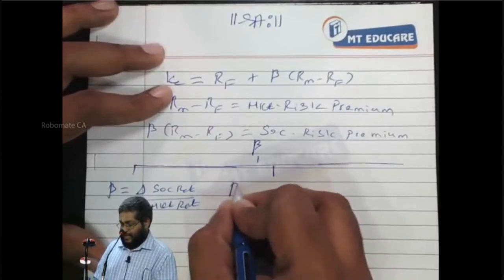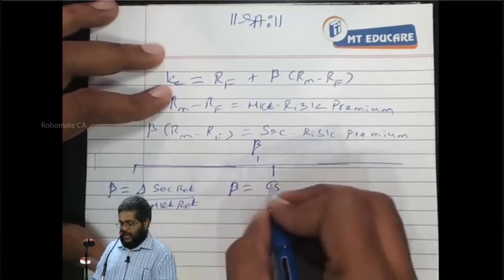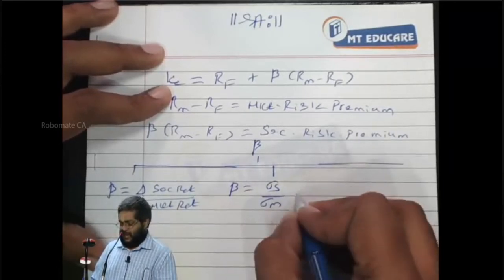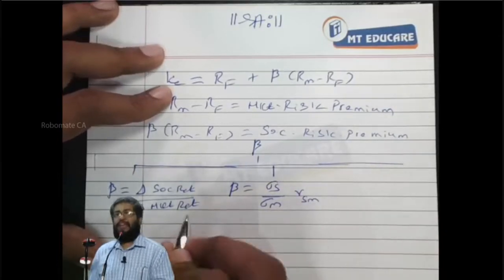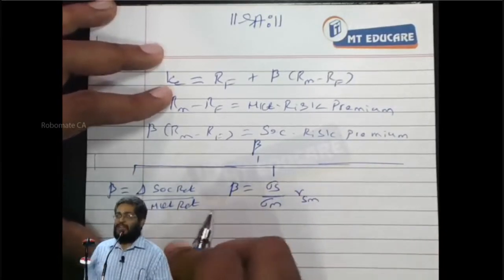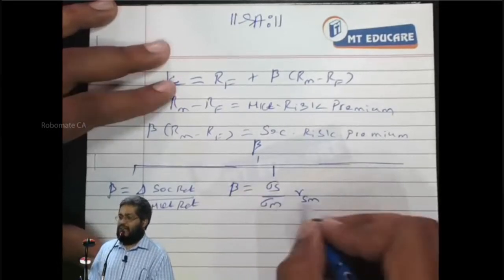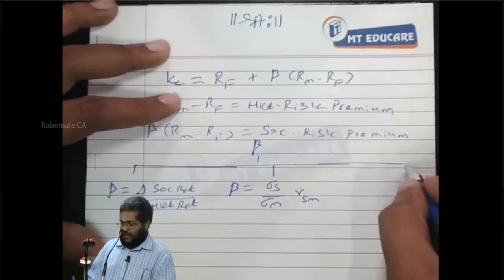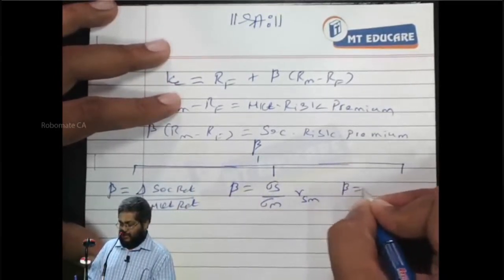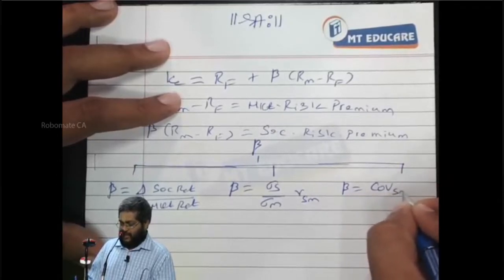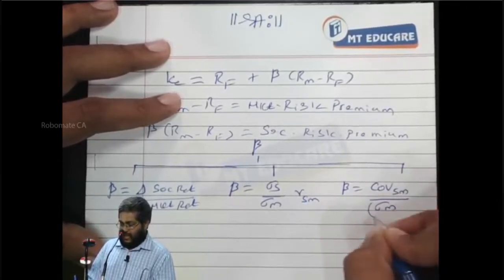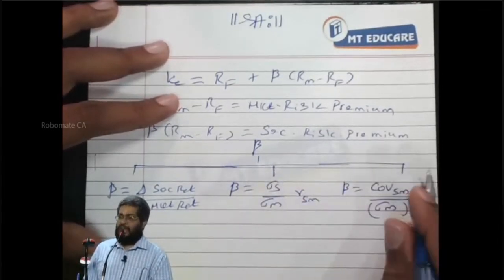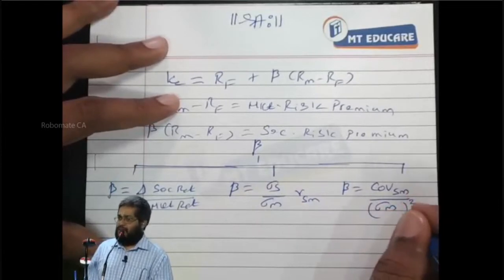Second branch, beta is equal to standard deviation of security divided by standard deviation of market into correlation of security and market. Can I proceed? Now, third, beta is equal to covariance of security and market divided by standard deviation of market the whole square.